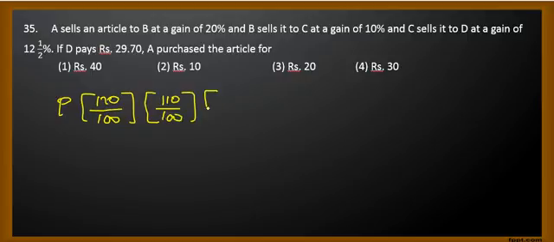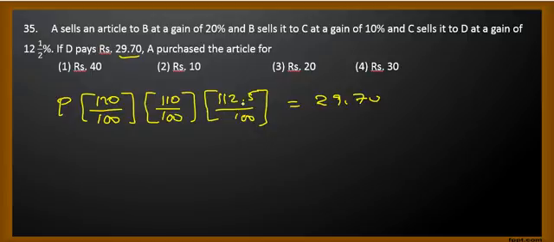Now C is selling at a profit of 12.5%, so 112.5 by 100. This is the cost price of D, where D pays how much? 29.70. Now don't solve this problem. Let us go through the options.